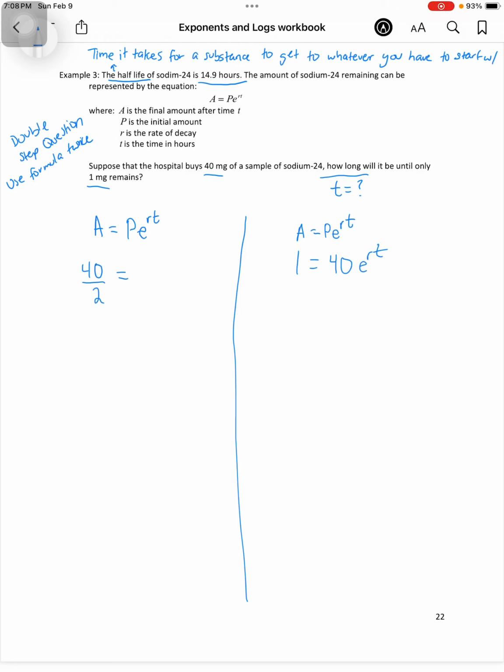P e^(rt), and then P is the initial amount. So here, our initial amount is what the hospital bought, and the hospital bought us 40. So here, 40, and then that's P, and we have the e again. We don't know what r is, but they told us t, because here the half-life of sodium-24 is 14.9 hours. So here, t is 14.9.